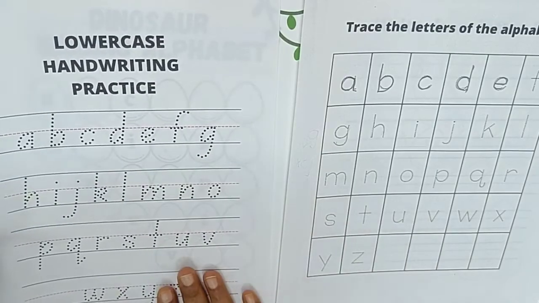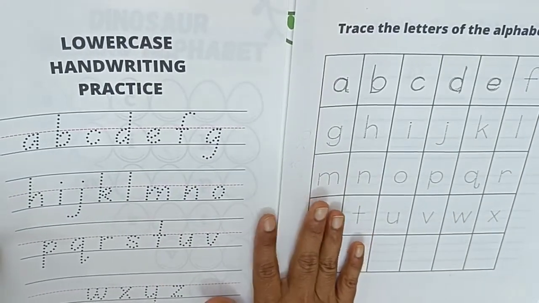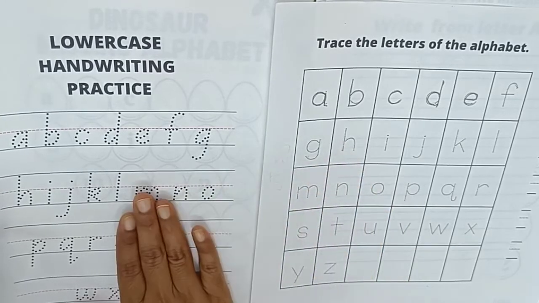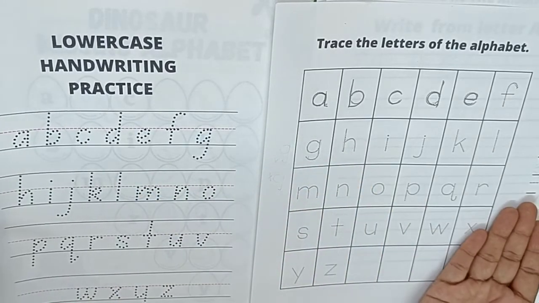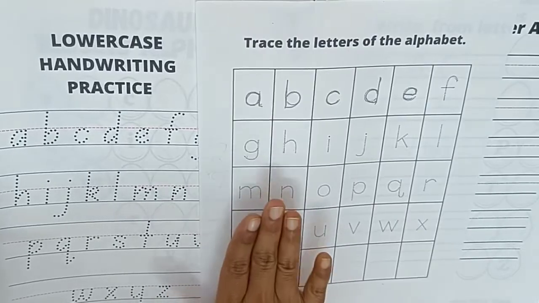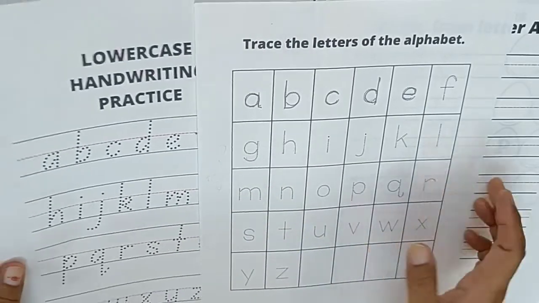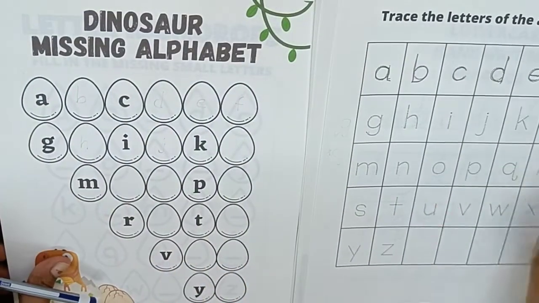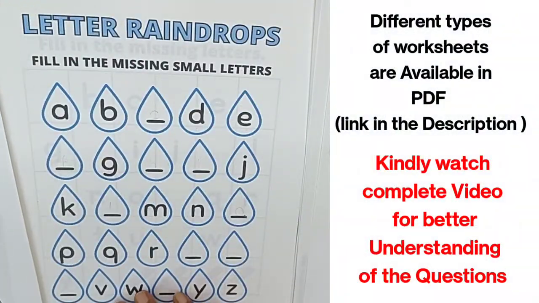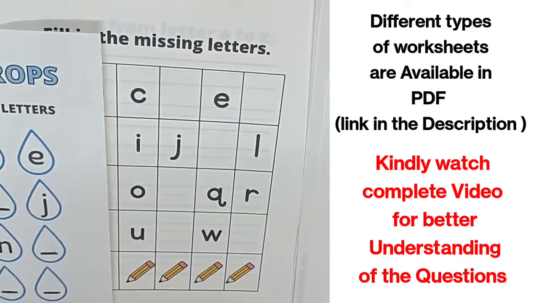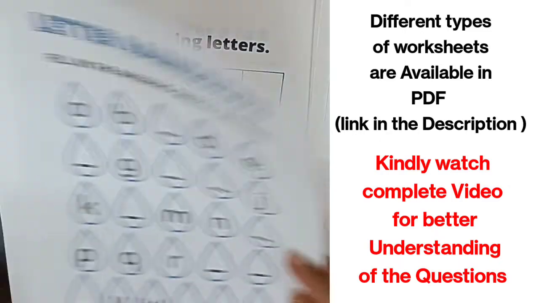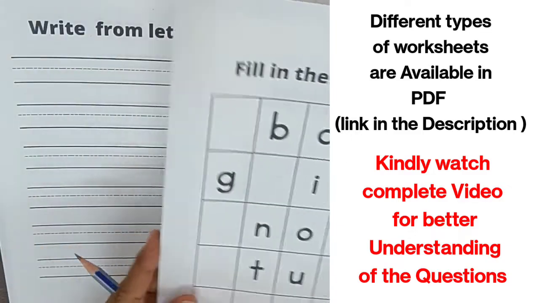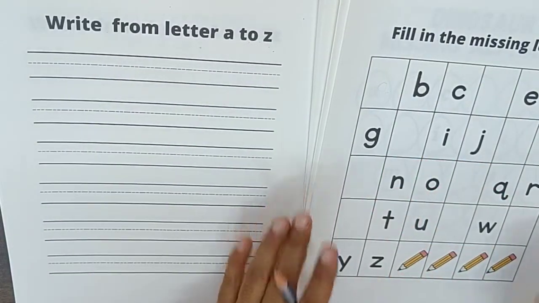Here I would like to tell you that when they give A to Z for writing, it may be in a box or it may be in 3 lines, as it was in uppercase. So you can make your child practice both worksheets. Next come missing letters, which are also asked in a different manner. I have provided all these worksheets. You can practice and make them thorough with the missing letters in lowercase.